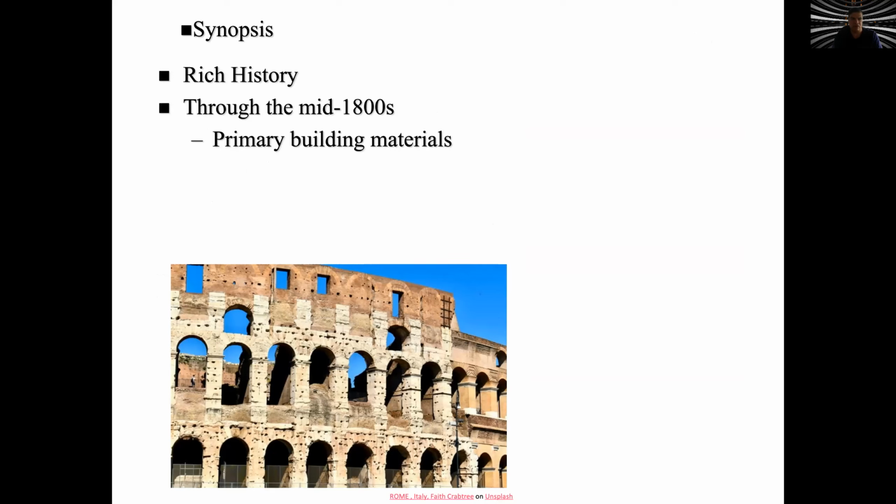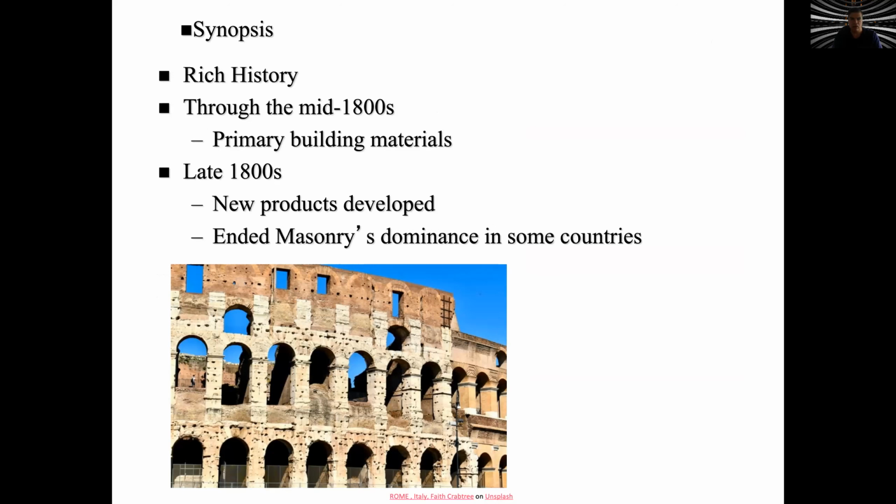Through the 1800s it was the primary building material, and in the late 1800s, new products were developed, and in some places, Masonry's dominance ended. However, in many countries around the world, Masonry is the most important building system. It is believed that more than half of the world population lives in buildings made out of earth. I mean, materials using dirt, like bricks. And the proportion of people living in Masonry buildings is even bigger.